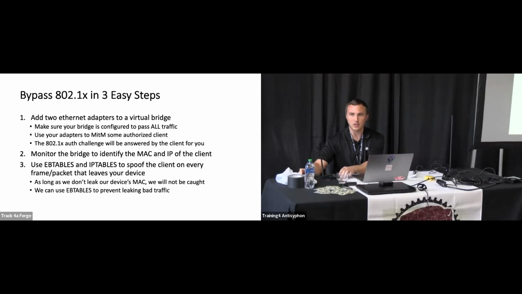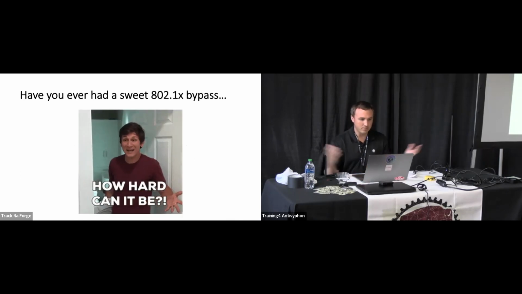Then to not get burned, all you have to do is make sure that you don't leak the MAC address of either of your interfaces. And then when you actually want to send traffic on the network, you have to make sure that your MAC address and IP address match those of the victim, the trusted thing. But we can do that with iptables and ebtables once we know some core pieces of information. So that's how you do it.